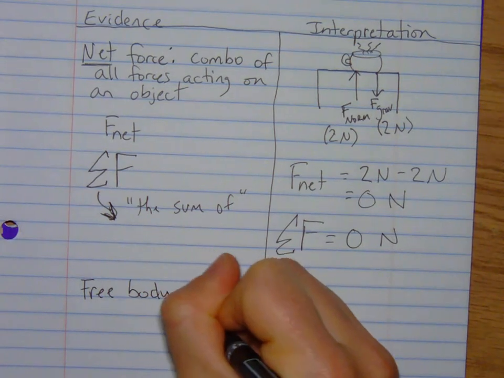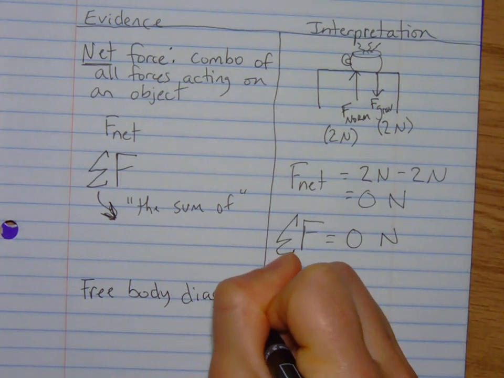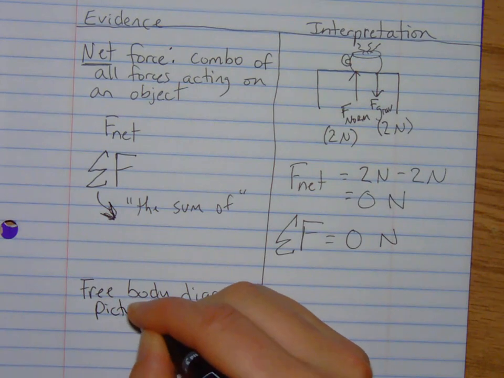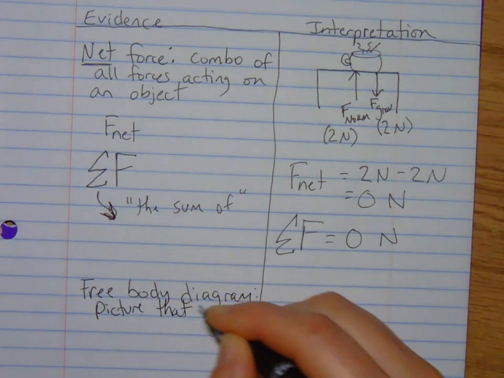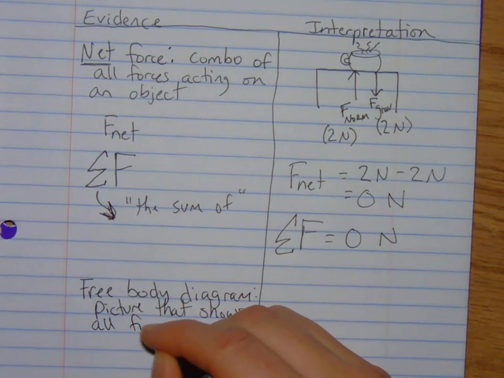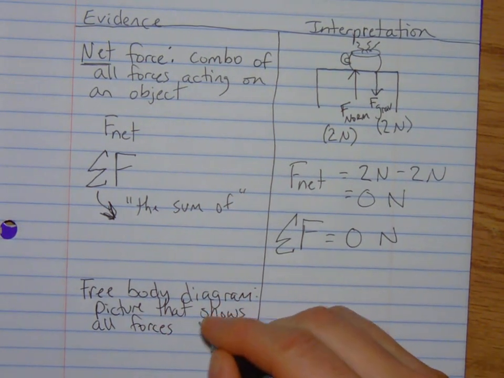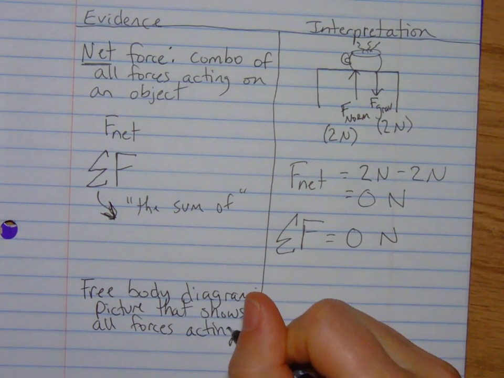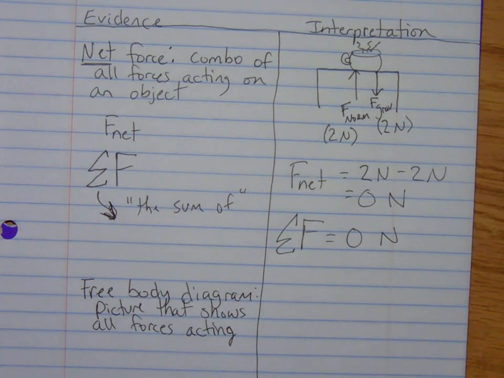Free body diagram. What this does, we could get all fancy and say it's a representation, it's a schematic. It's a picture that shows all forces acting on an object. So it lets us draw them out so that then we can put them into the math equation and figure out what are acting together, what are acting opposite.